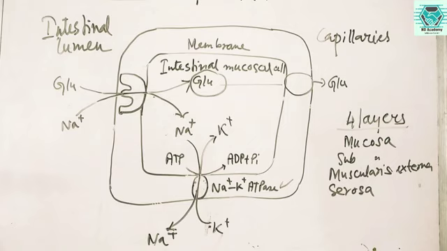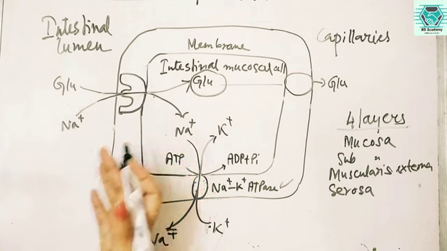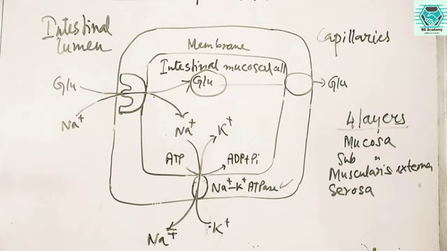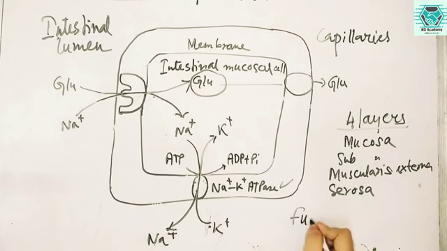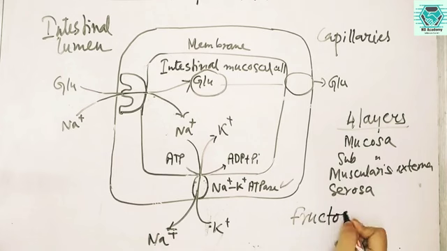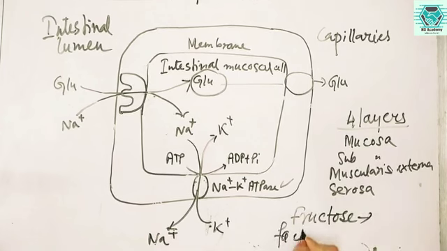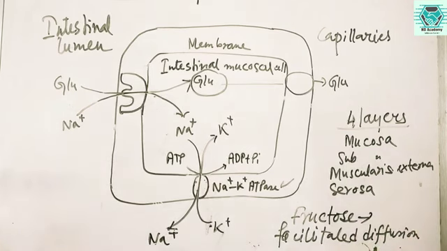If it is fructose, absorption is relatively simple. It doesn't require energy and is independent of Na plus also. Fructose is transported by facilitated diffusion mediated by a carrier. So for fructose, the process is facilitated diffusion, where Na plus is not required at all. Inside the epithelial cell, most of the fructose is converted to glucose, and then glucose is absorbed in this manner.